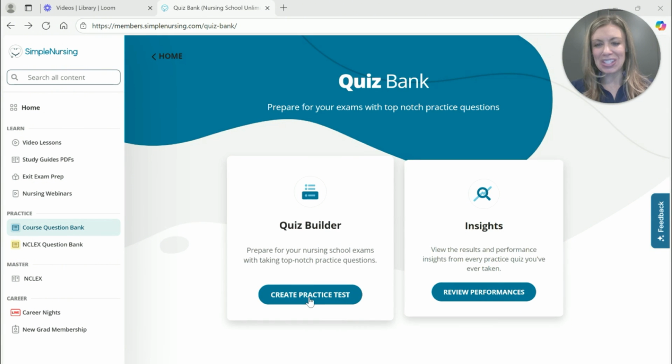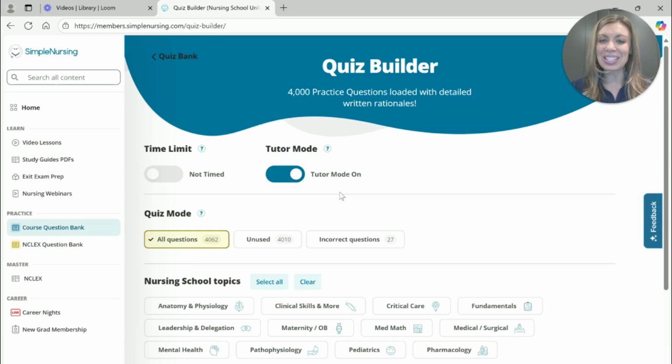So first things first, let's pick a topic. Under create practice tests, for today, I'm going to keep tutor mode on. Lots of people call that study mode also. That's going to tell me if I get it right or wrong immediately after. I like to use that especially if I'm trying to study specific areas for a quiz or exam. That way, immediately after the question, I can see the rationale for the answer I selected, for alternative answers, and whatnot. For quiz mode, I'm going to select all questions.